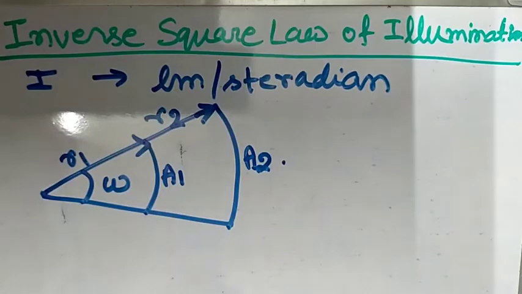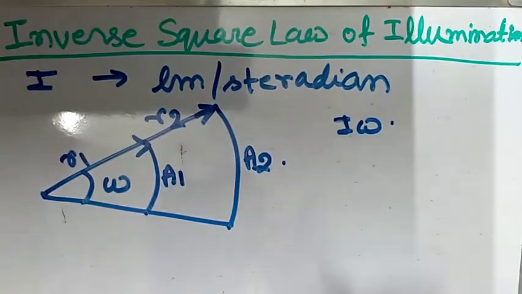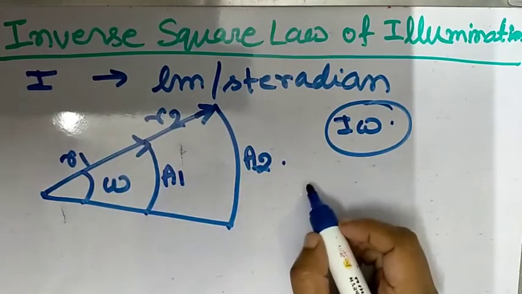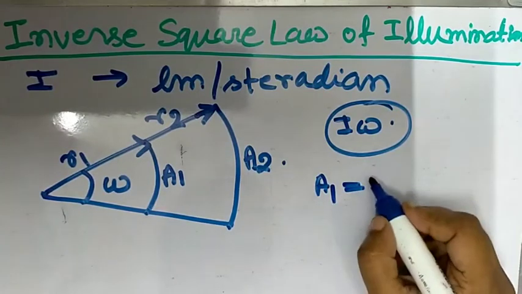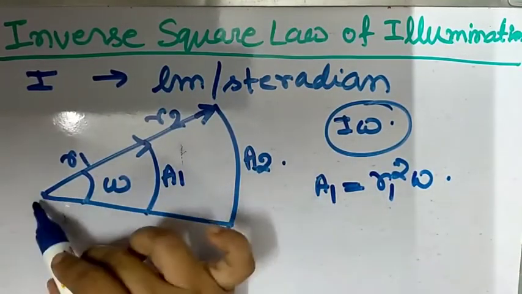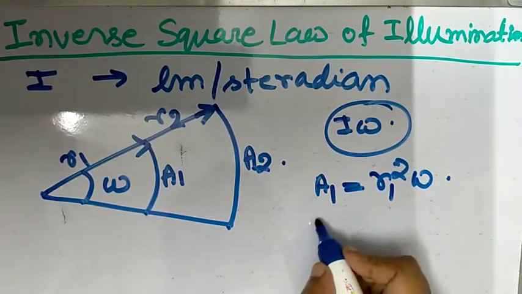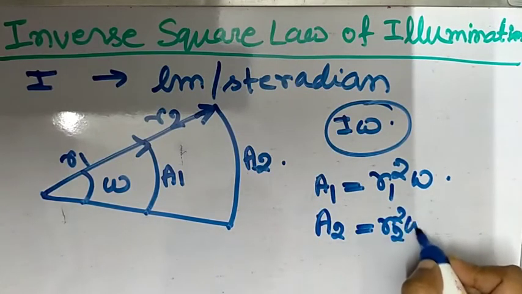Now total light flux in omega steradian is equal to I omega. Now the area of the surface at a radius R1 is denoted by A1. So A1 is equal to R1 square into omega. Similarly, the area of the surface at radius R2 is denoted by A2, and A2 is equal to R2 square into omega.